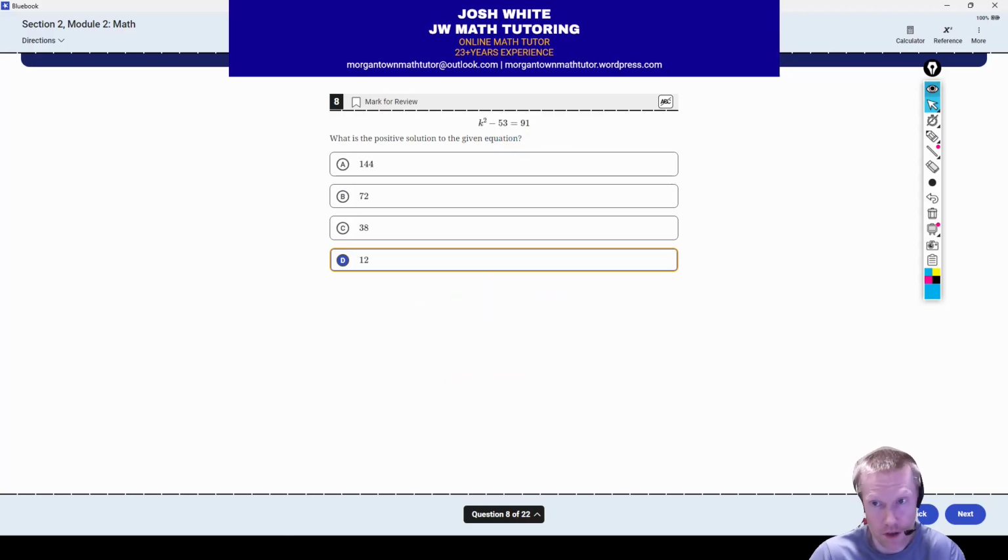Now, other ways you could solve this. You could back solve it, meaning take the answer choices and square it, subtract 53 from it, and see, do you get 91? That's only going to work for letter D. It's not going to work for the others. They'll give you a number other than 91.